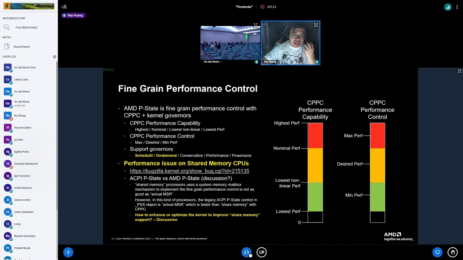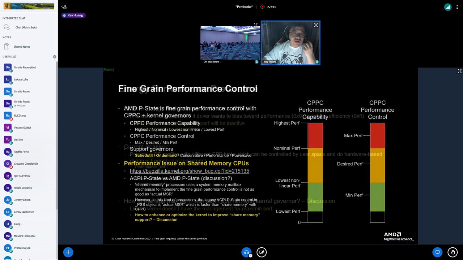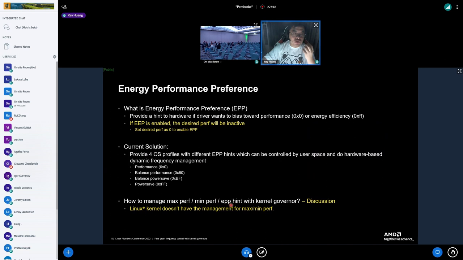So, first question for discussion. Another is that we introduced the energy performance preference, and in Linux we will support the energy performance preference to provide a hint to hardware if the driver wants to bias towards performance or energy efficiency. But once this feature is enabled, the desired perf will no longer be active.